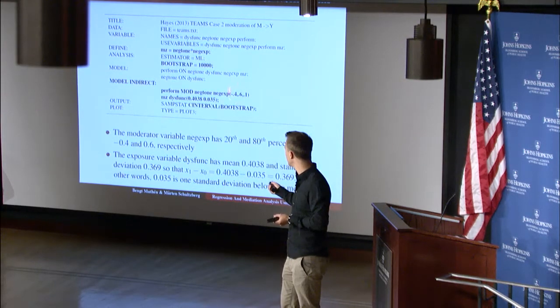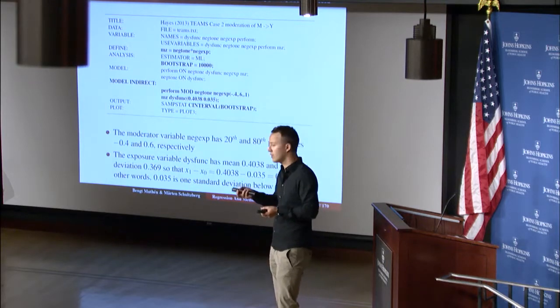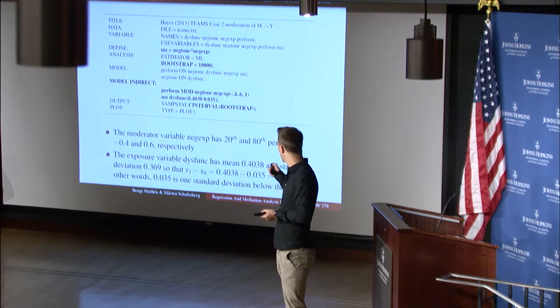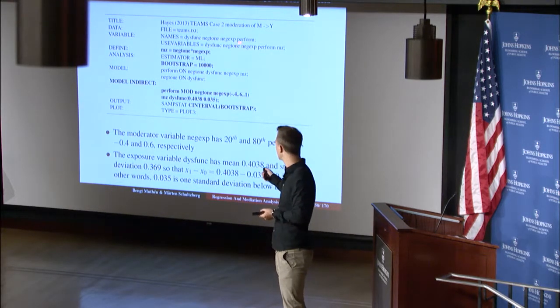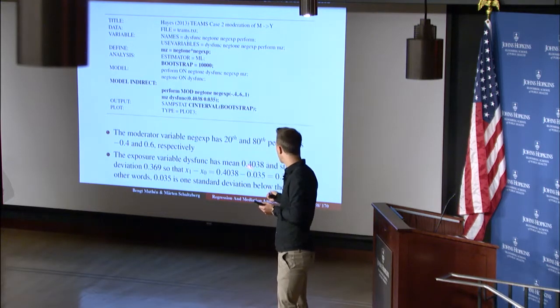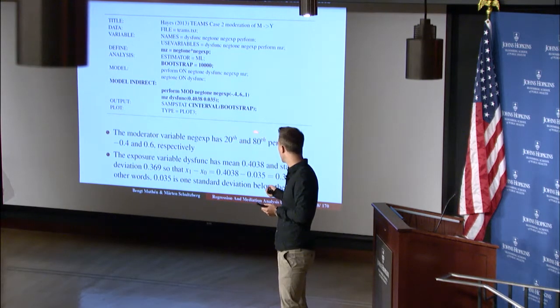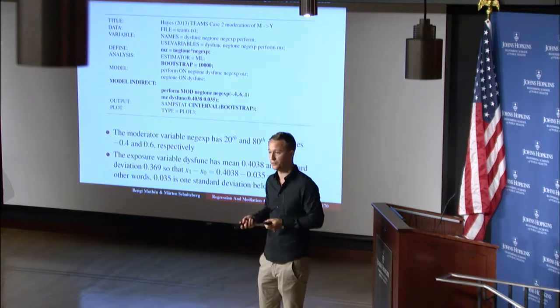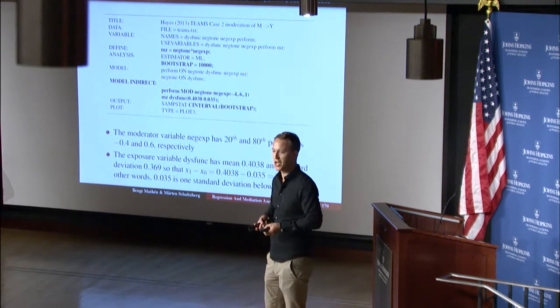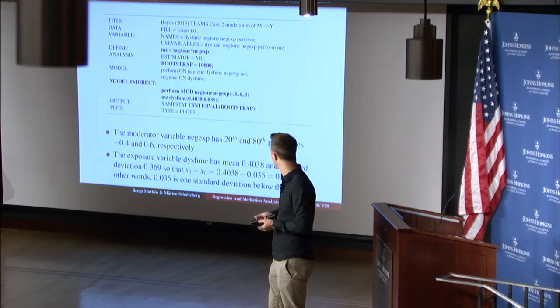So this will give us a plot that gives us the effect as a function of the moderator for these values, from -0.4 to 0.6. And the increment just gives the smoothness of the plot, how many points we're estimating. And this corresponds, in this case, to the 20th and the 80th percentile of the moderator. And the moderator, in this case, was the nonverbal ability to express negative emotions.